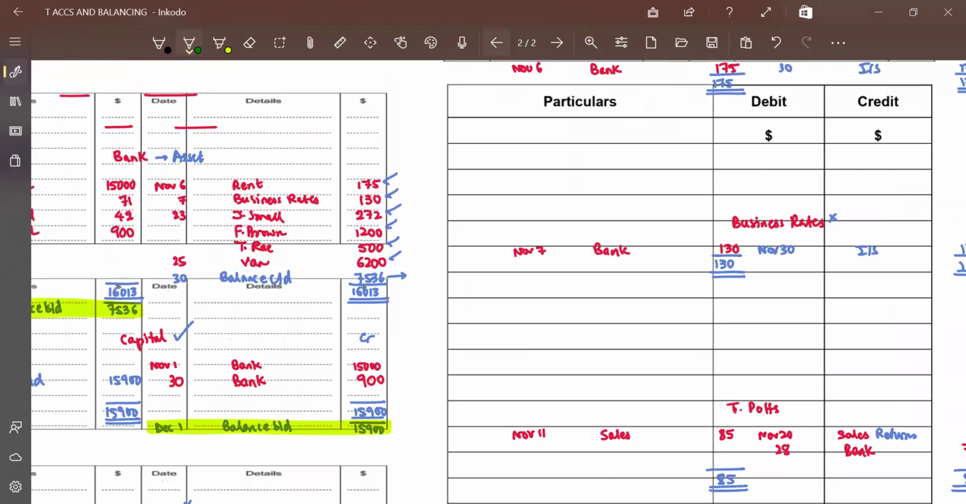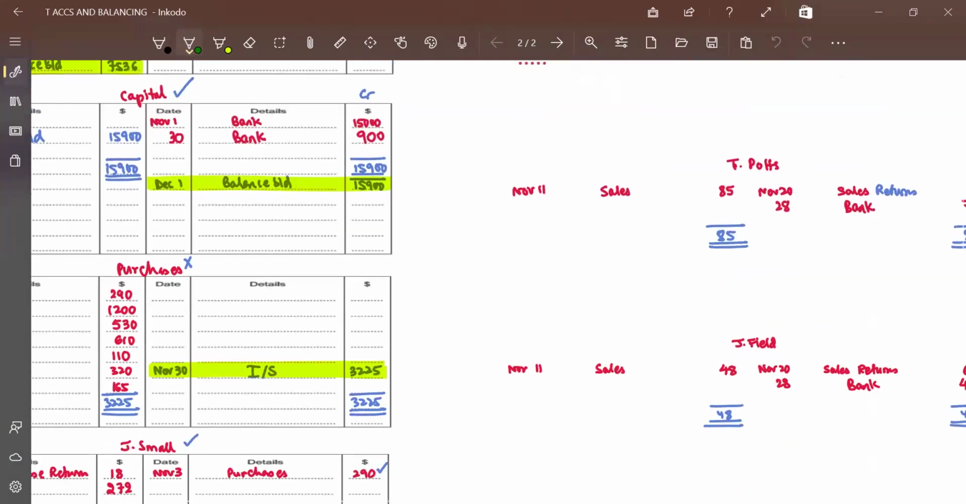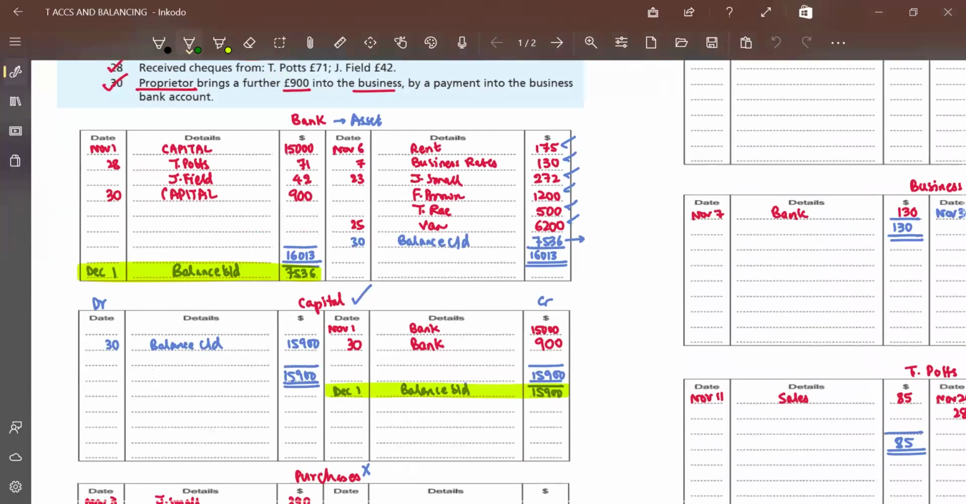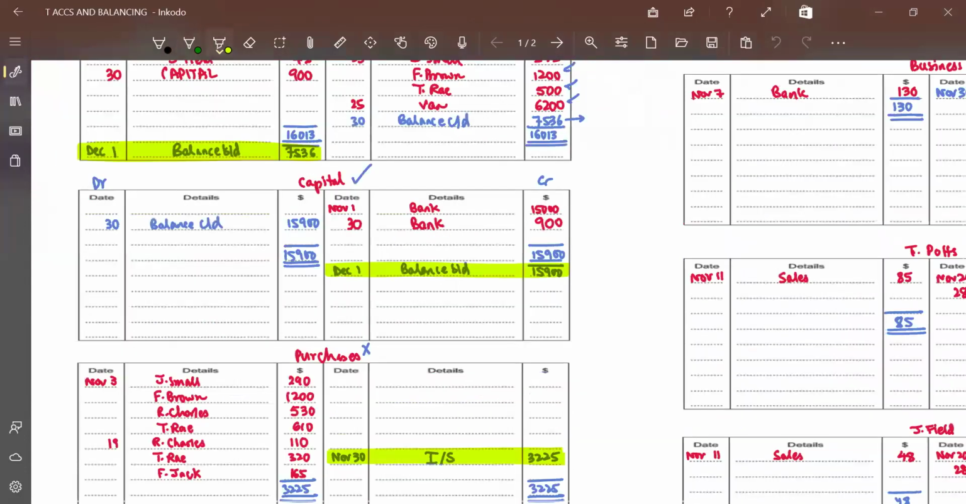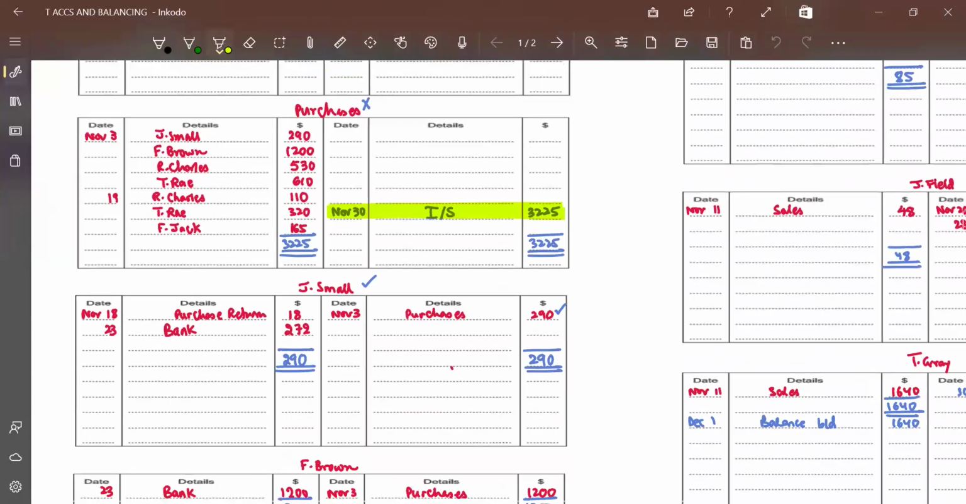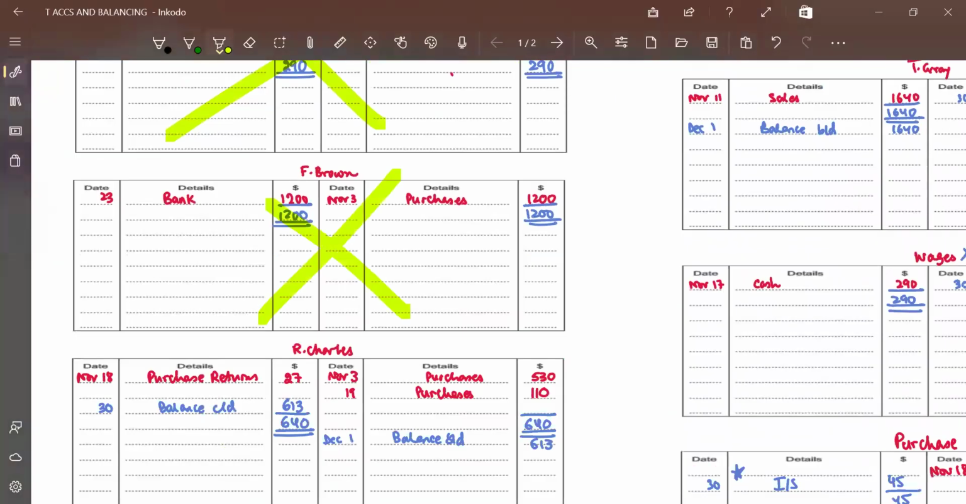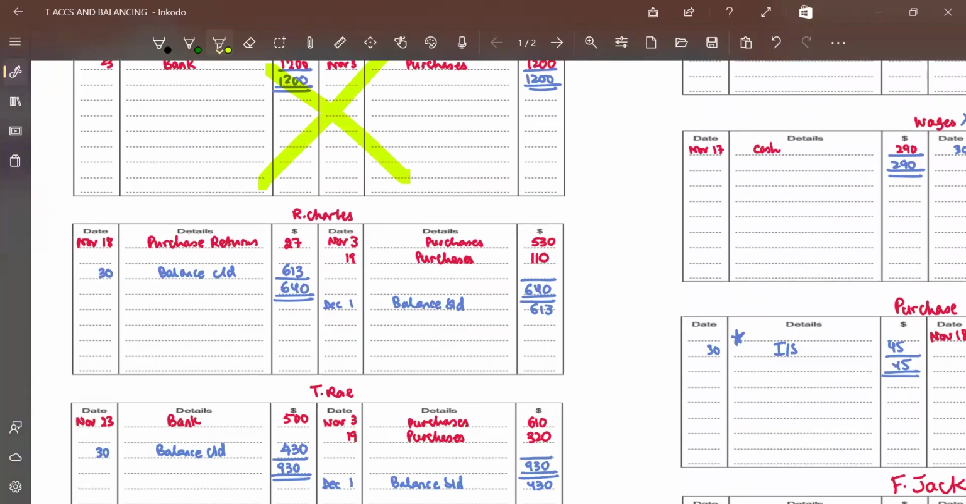Understood? Next we move on to the next account. We have J small that is already settled. So if it's already settled, you don't have to take it to the trial balance. Okay, so this is not to be taken to the trial balance, because it is already settled. F Brown is also already settled. No balance is left, so we don't carry it forward to our trial balance.